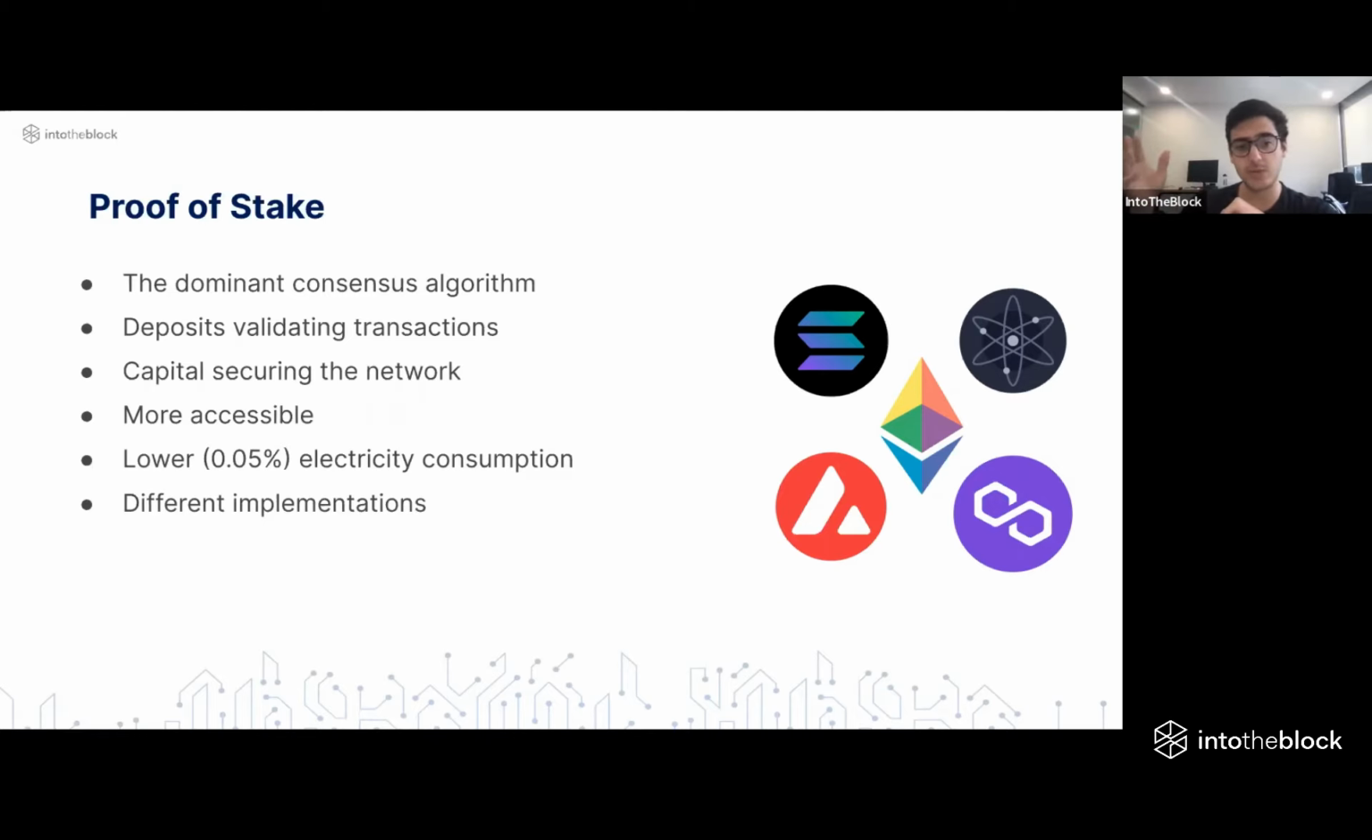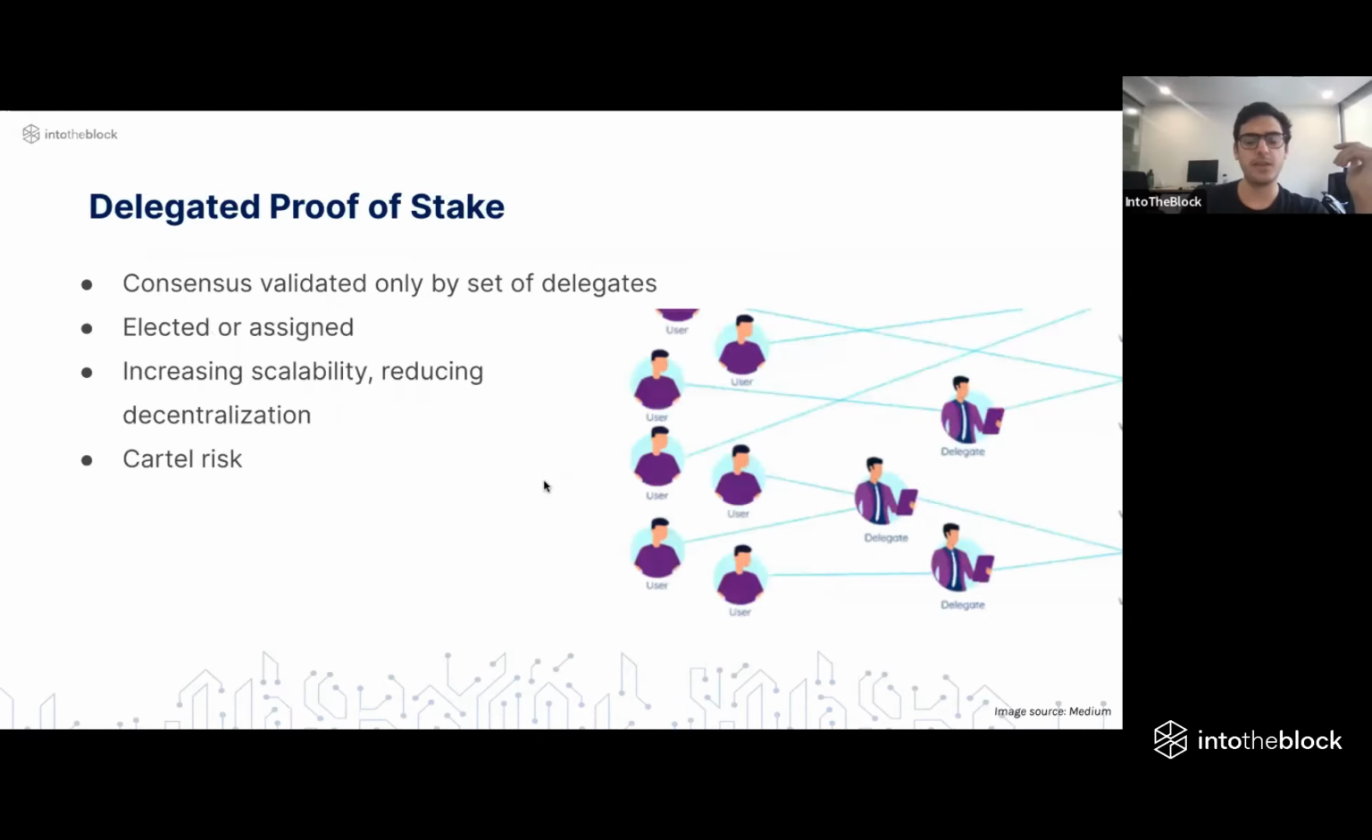Aside from being more accessible, it's also significantly lower in electricity consumption. You guys might have heard of how Bitcoin consumes more electricity than several countries. Well, proof of stake, in the case of Ethereum, is expected to consume only 0.05% as much electricity in their ETH2 proof of stake blockchain versus the proof of work right now. But as I've been hinting towards, there are different implementations between the proof of stake protocols that we'll cover.